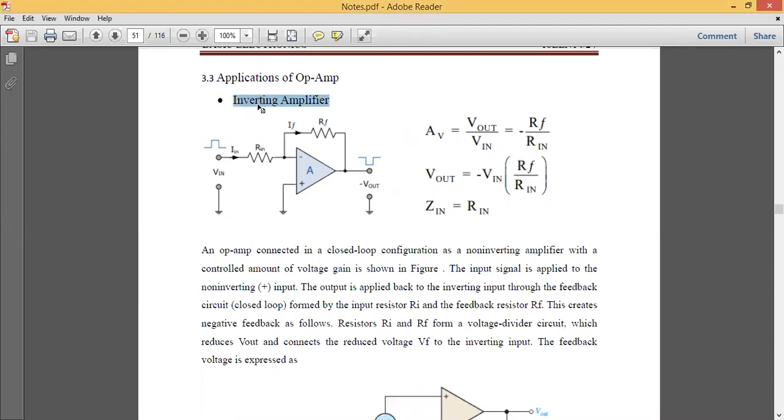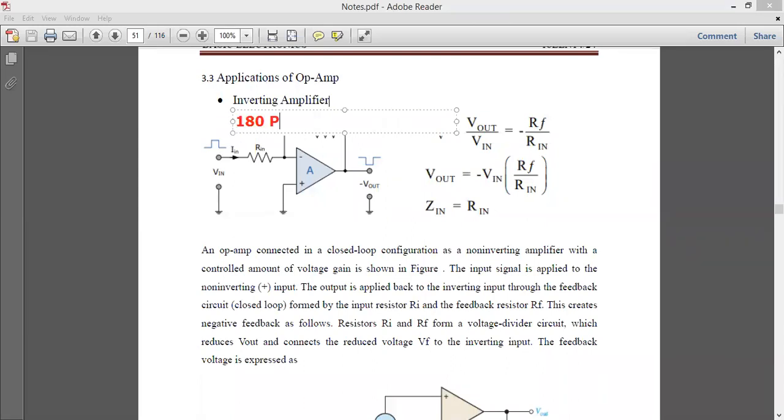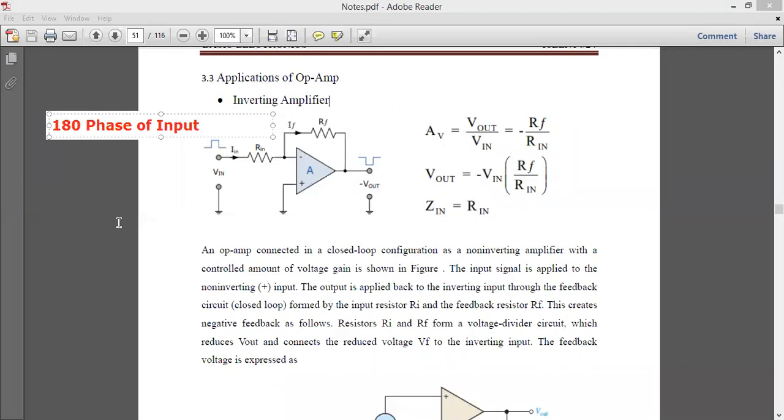Let us go with the first application, that is the inverting amplifier. What do you mean by inverting? Inverting का मतलब होता है, in the previous class I have told that this inverting amplifier will give you a 180-degree phase shift of the input. So any device which gives you 180-degree of phase shift by making use of op-amp is nothing but your inverting amplifier.